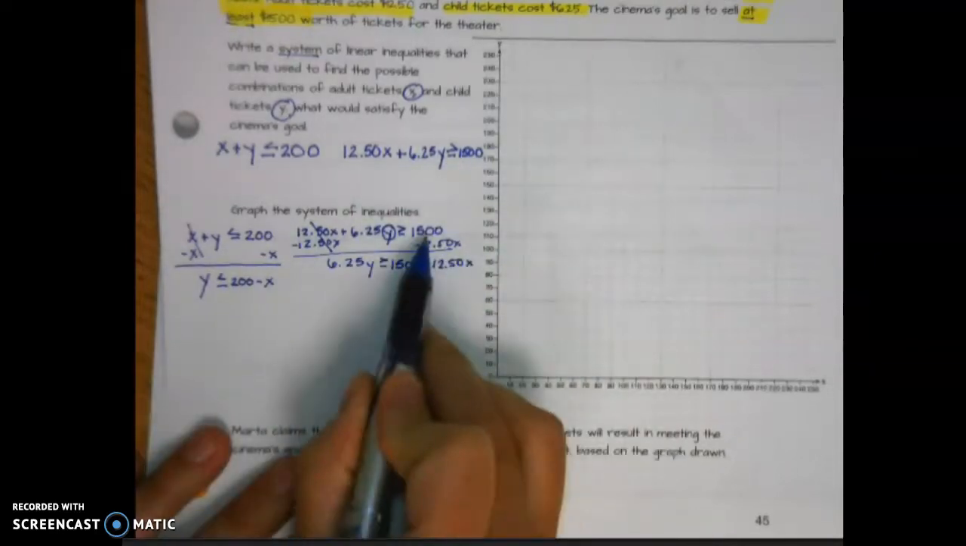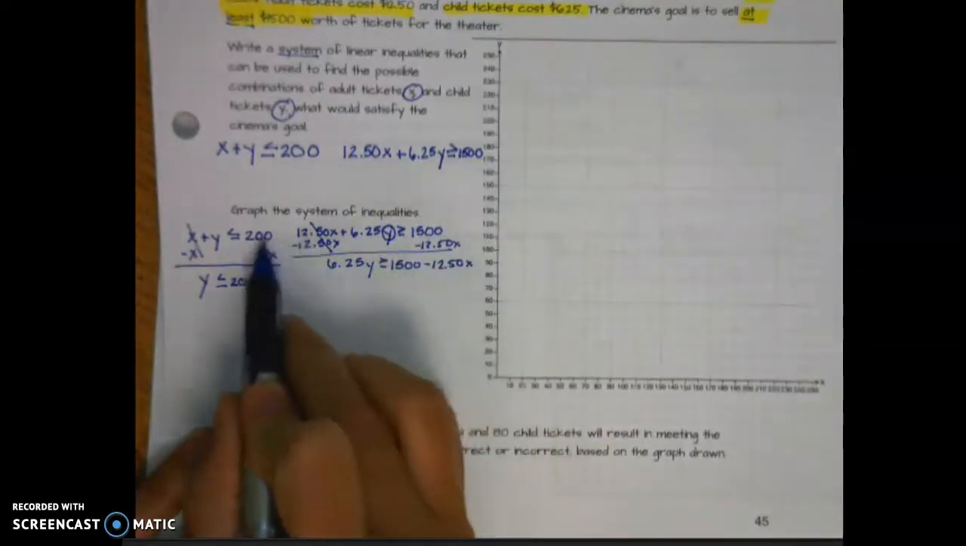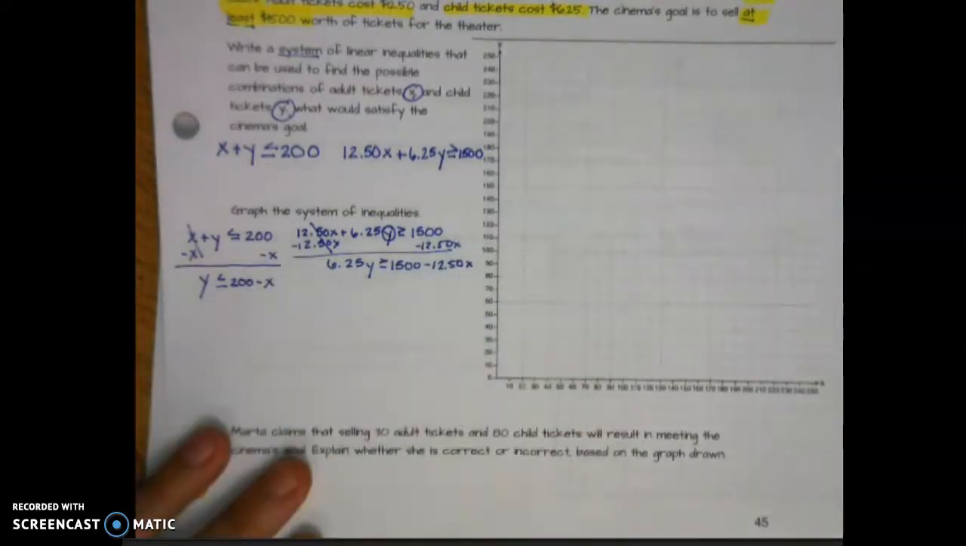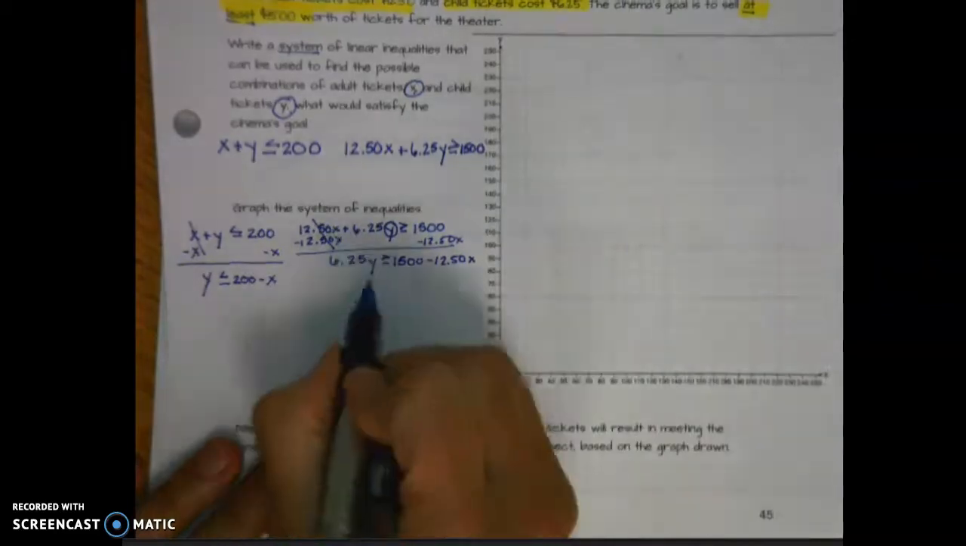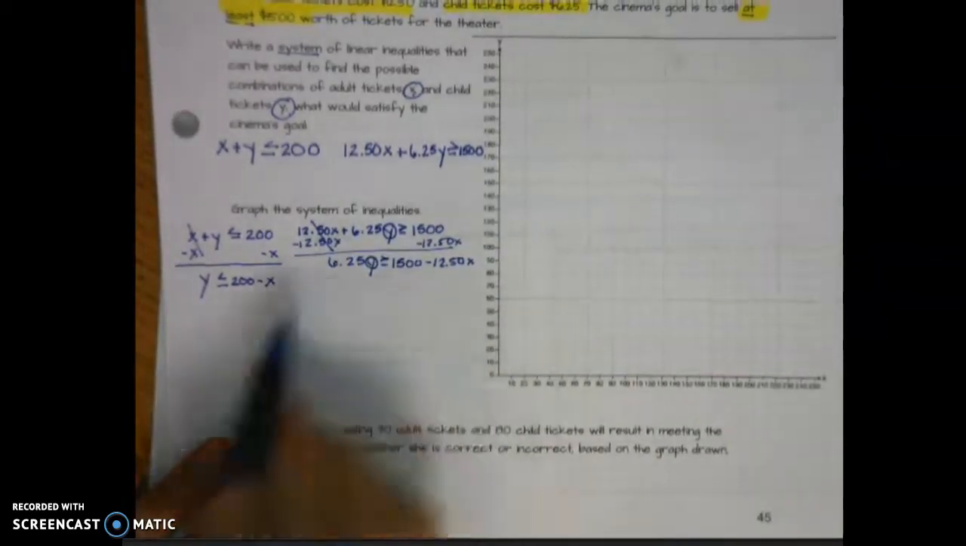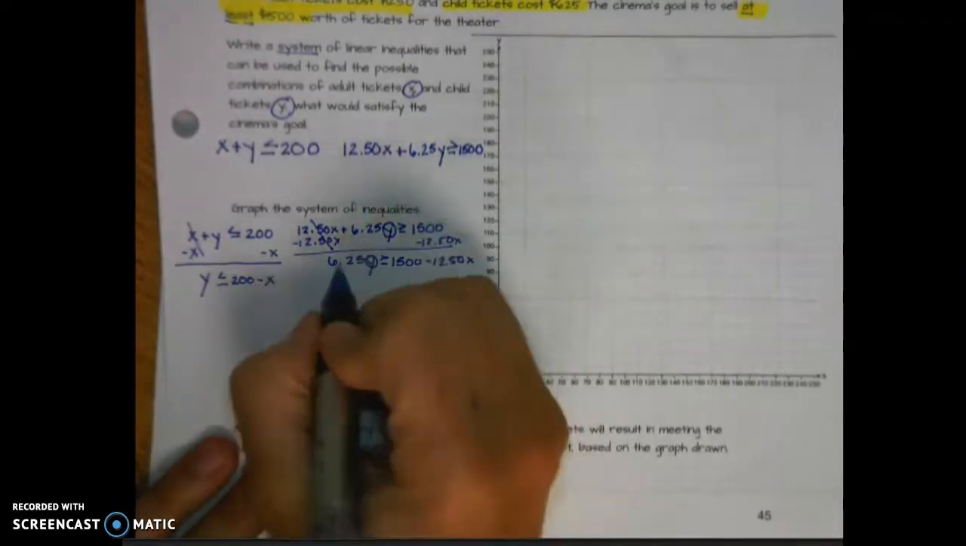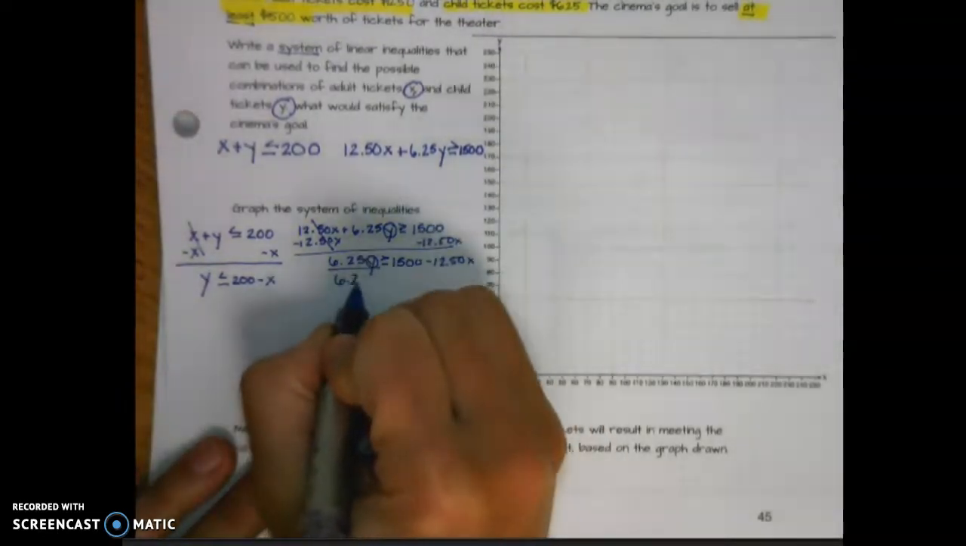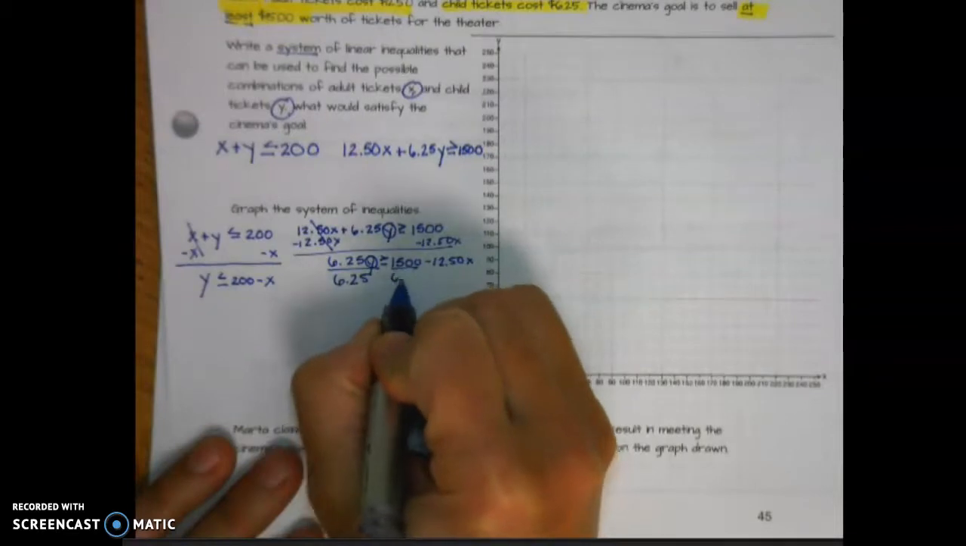So again, they're not like terms, so I can't subtract them, just like I couldn't over here, so I just write it horizontally. Okay. My next step to get the Y by itself, there is a coefficient here, so I'm going to divide by whatever that coefficient is. In this case, it's 6.25, so divide everything you see by 6.25.